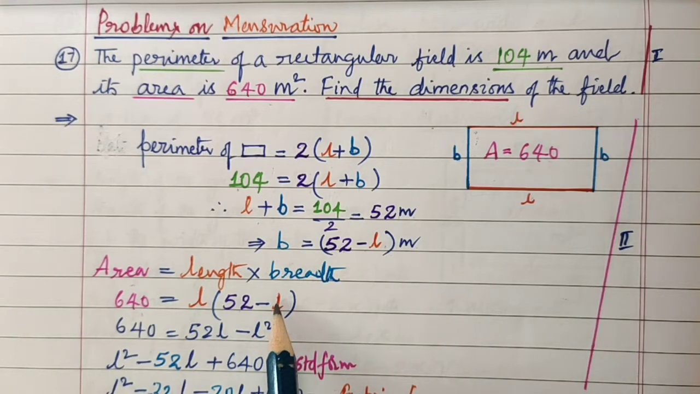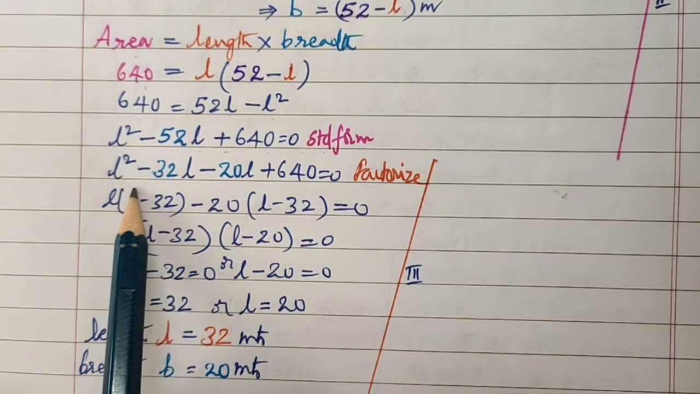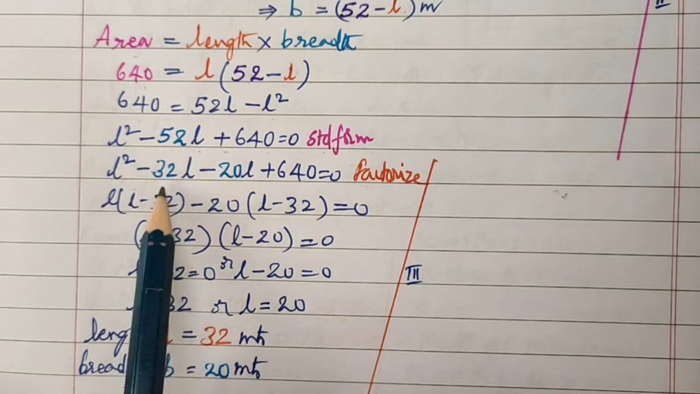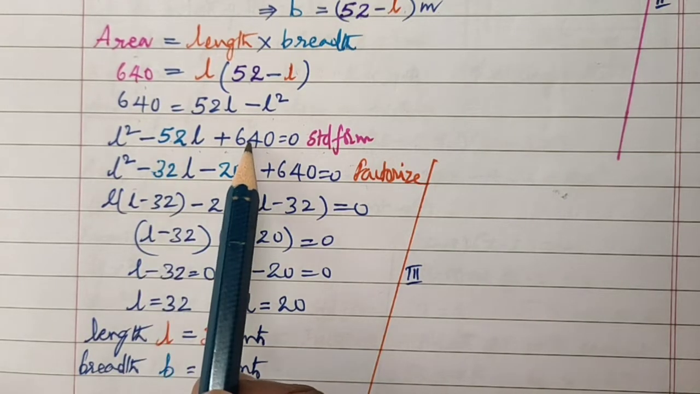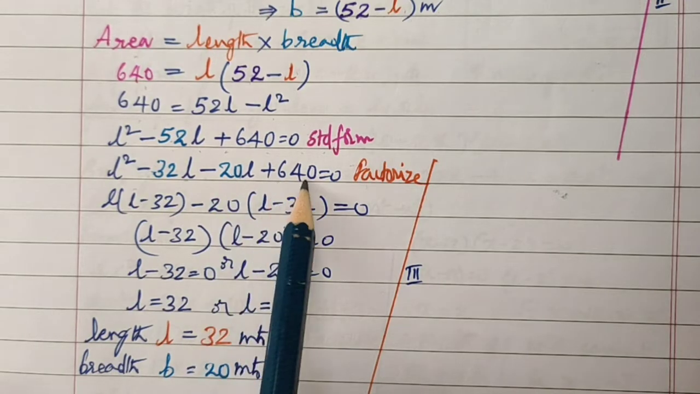We can easily find that 640 is equal to 52L minus L square. Therefore, L square minus 52L plus 640 is equal to 0. This is in standard form. Once you get into the standard form, then factorize to get the unknown. Split 52L into two parts so that when you add you should get minus 52 and when you multiply you should get 640: L square minus 32L minus 20L plus 640 is equal to 0.